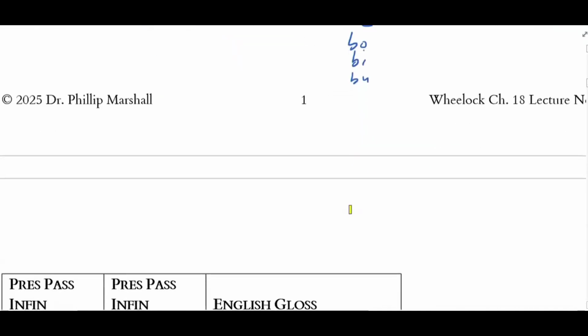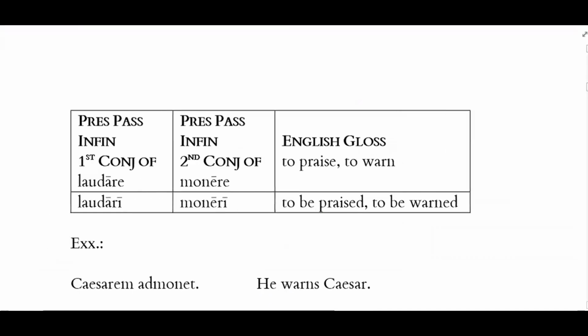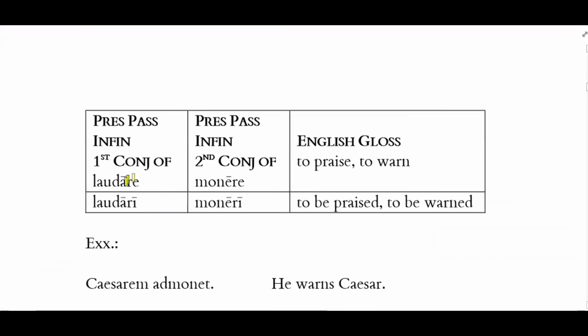All right. The infinitives. The active infinitives are what we already know. Laudare and monere mean to praise, to warn, right? That's the active infinitive. But here's what the passive infinitive looks like. Laudari and moneri. So what am I doing to make the infinitive passive? Just changing the e of re to the long I, ri. Okay? And that means laudari, to be praised, moneri, to be warned.